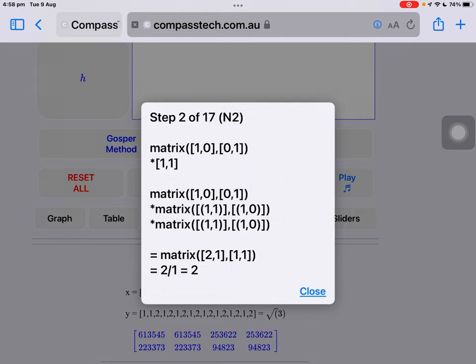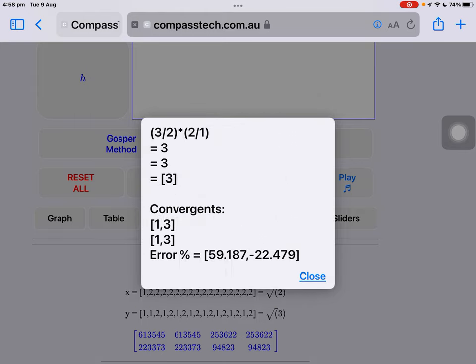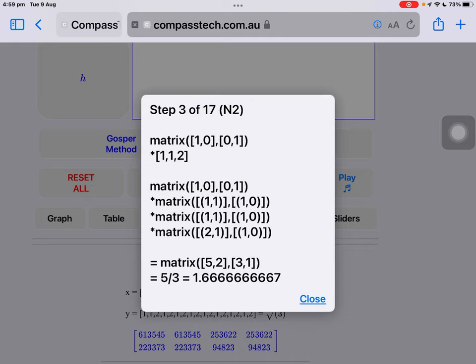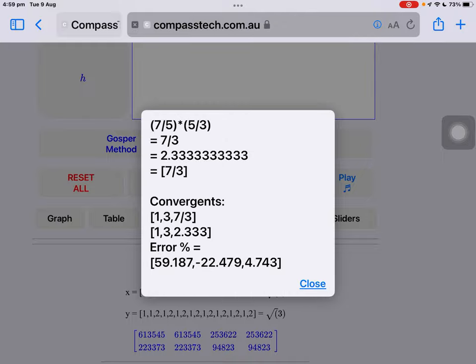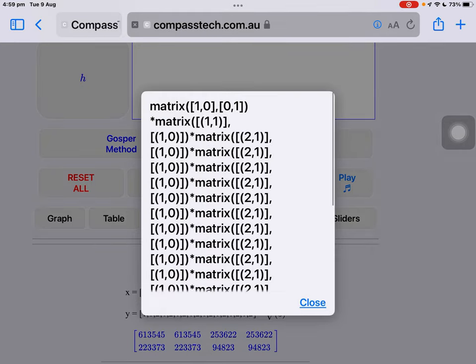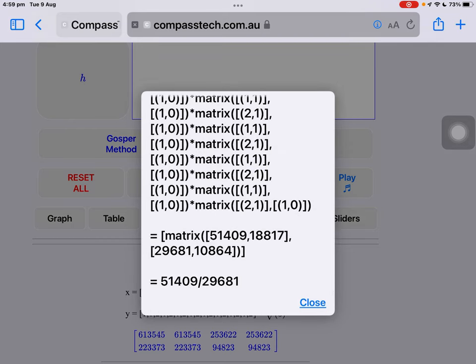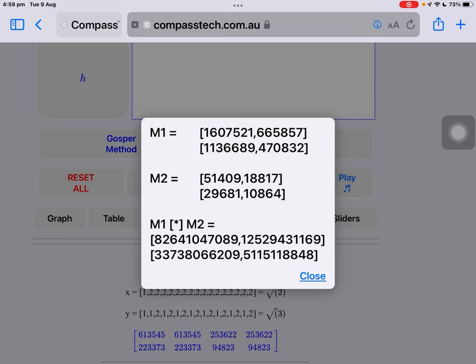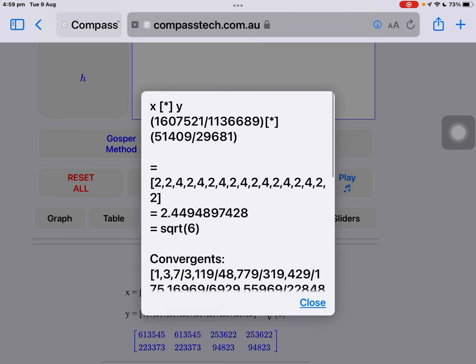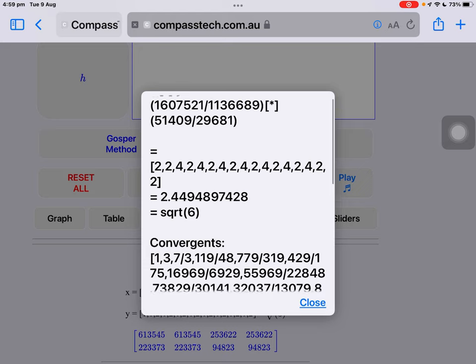On our second round, our error has reduced to 22.5% below. Like any good continued fraction, each in turn will be either above or below the final result. The next convergent gives us an error of about 4.7%, and so on. So that's our approximation for square root 2 and square root 3. We perform our operation, and we get our result.